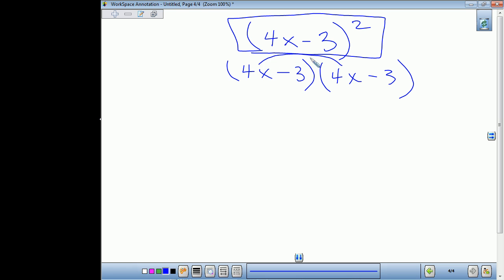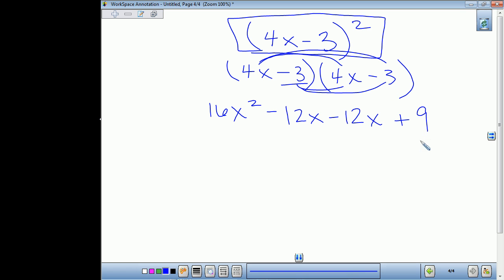So good. All right, 4x times 4x is 16x squared. 4x times negative 3 is negative 12x. Now this is going to happen every time we expand a binomial like this. This middle term ends up repeating itself. So negative 3 times 4x is another negative 12x. And negative 3 times positive 3 is positive 9.